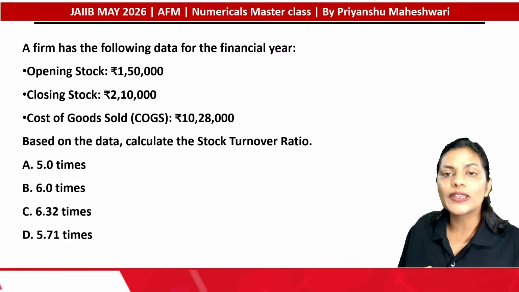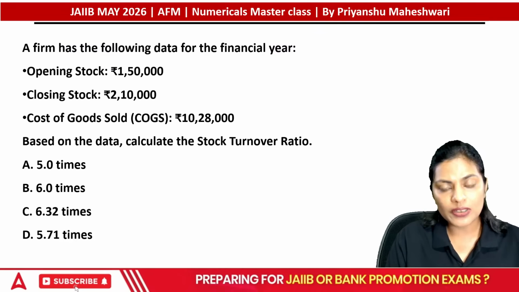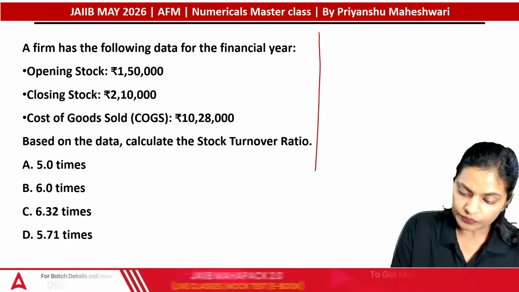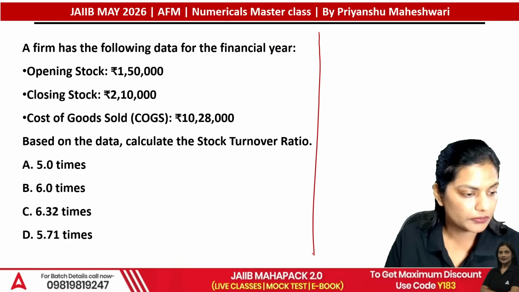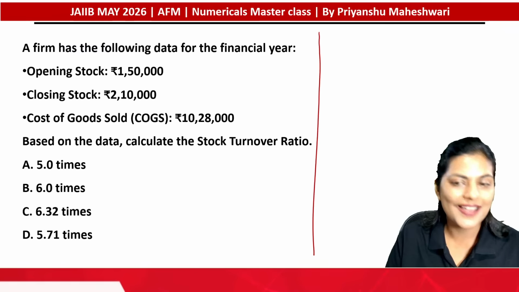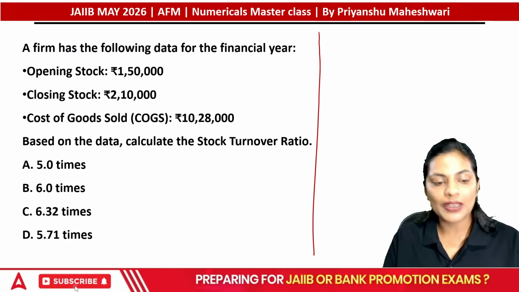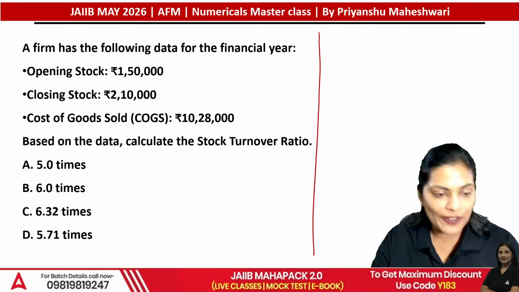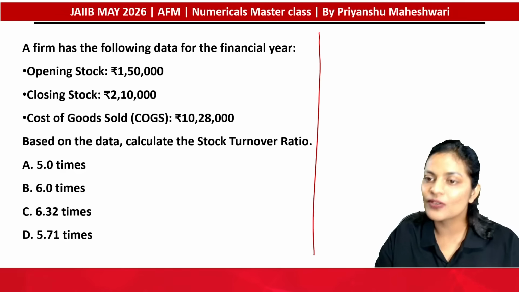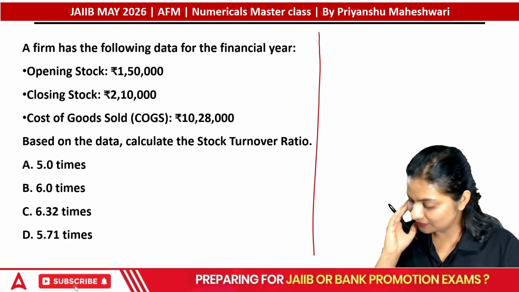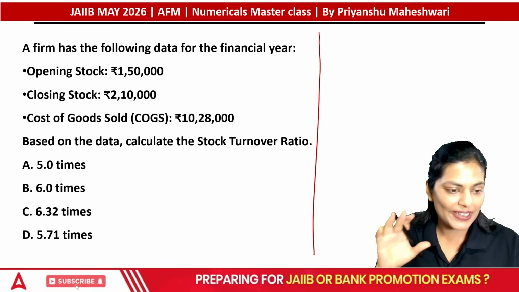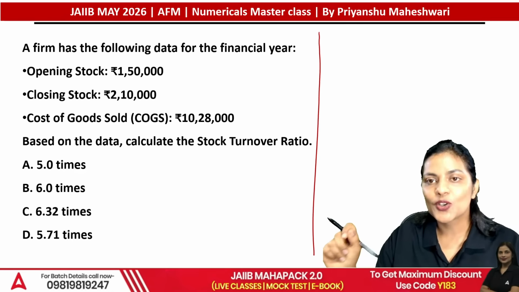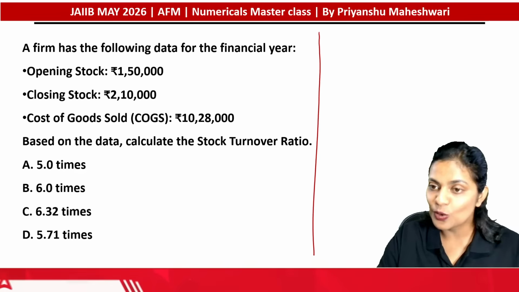A firm has the following data for the financial year. Based on the data, calculate stock turnover ratio. I am assuming that whatever paper comes, 90 marks or 95% of the paper should come from whatever we have read, right? Not only 10 marks. The 95% paper at least should be from what we have studied or what you know. Calculate the stock turnover ratio.